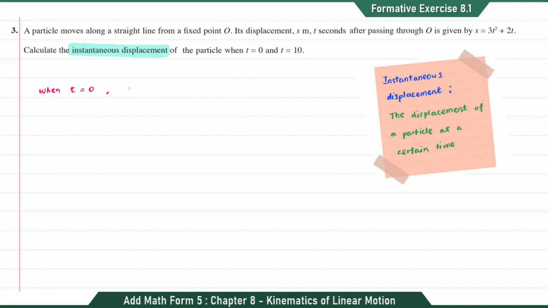When t is equal to 0, then s will equal 3 times 0 squared plus 2 times 0, which is equal to 0. This means the particle is at the fixed point O when t is equal to 0. When t is equal to 10, then s is equal to 3 times 10 squared plus 2 times 10, which is equal to 320. This means at t equal to 10, the particle is 320 meters on the right-hand side of the fixed point O.